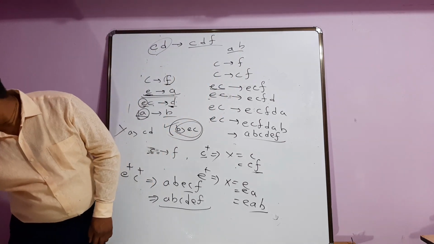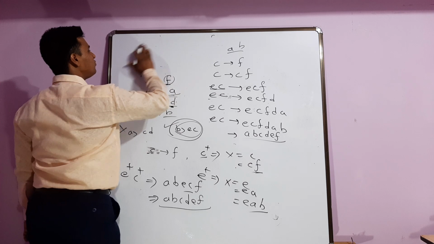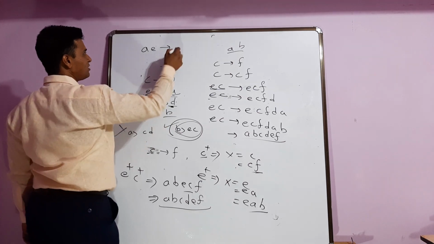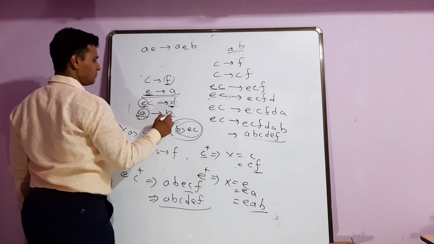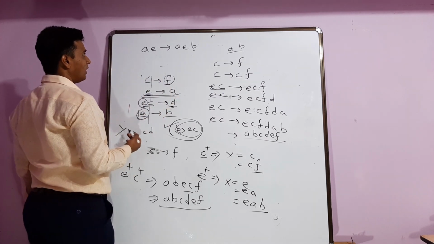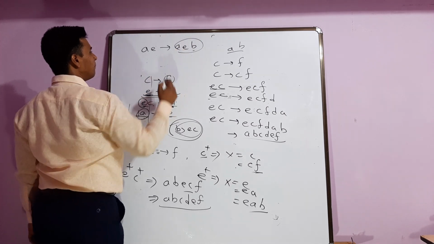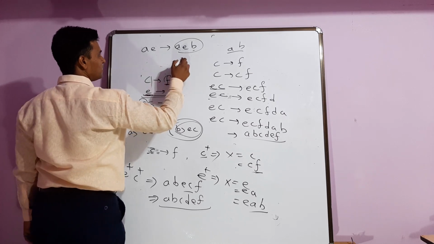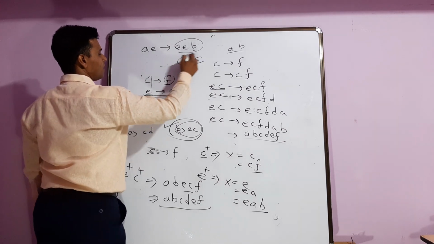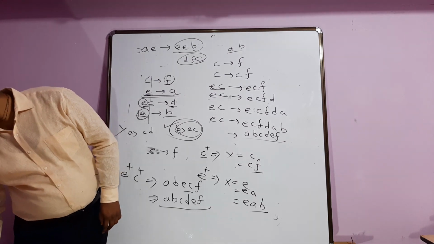Another options were AE and AC. What about AE? Let's understand what is on the left hand side. A determines A itself, and A determines B, so I have written B on the right hand side. Again check if anything else comes on the right hand side: no. So AE only determines AB, but it does not determine D, F and C. So it cannot be a key. And the last option is AC.